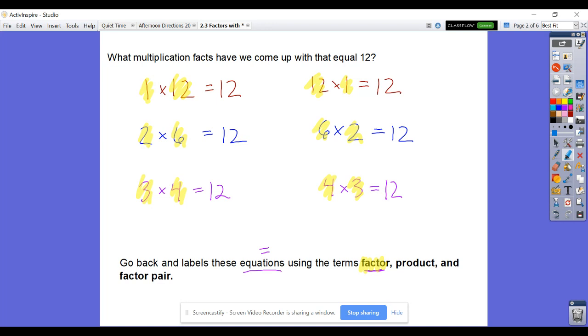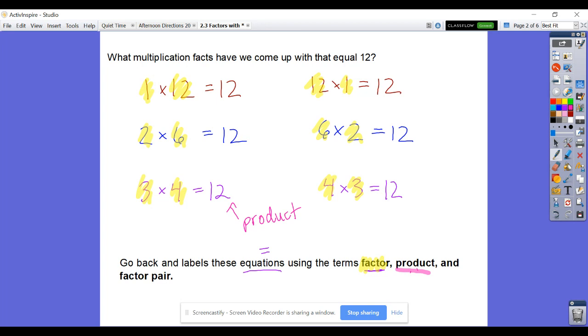Now, this term product means the answer to our multiplication problem. So in this case, our product was always 12. You got it, right? 12 is a product or an answer to a multiplication problem. Notice that if it were the answer to an addition problem, we call that a sum. The answer to a subtraction problem, we call that a difference, ding, ding, ding, subtraction. You might have heard me say that before. And the answer to a division problem, do you know that one? That's a quotient. But for today, I want you to focus on the product, answering a multiplication.